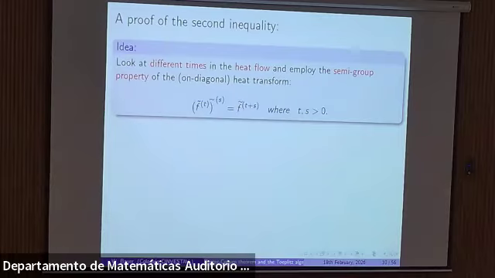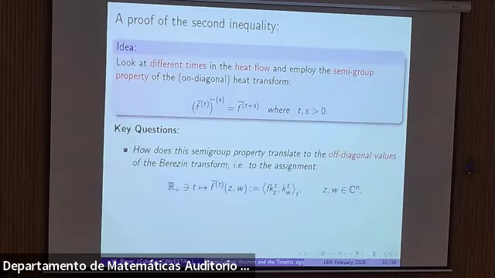And now we have the semi-group property of the Berezin transform. This is that function on the diagonal. This comes from the fact that the heat transform is behind everything. And this semi-group property only works on the diagonal, but it should have some impact on the function I showed you before, f tilde_t(z,w), off-diagonally. So the question is, how does this semi-group property translate to off-diagonal values of the Berezin transform, to these functions?